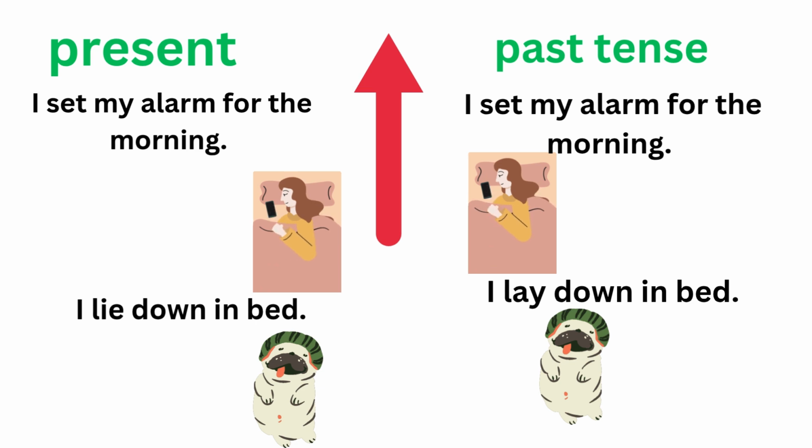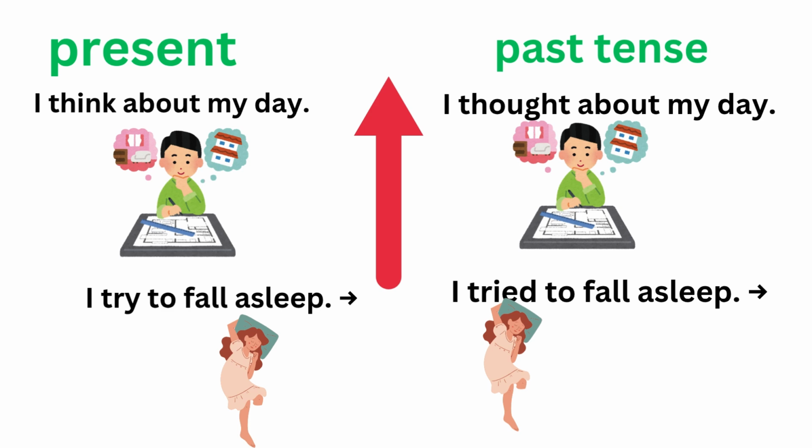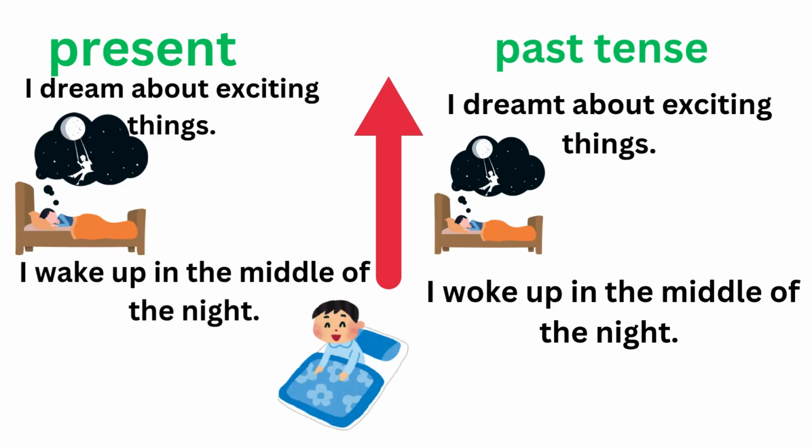I lie down in bed. I lay down in bed. I think about my day. I thought about my day. I tried to fall asleep. I dream about exciting things. I dreamt about exciting things.